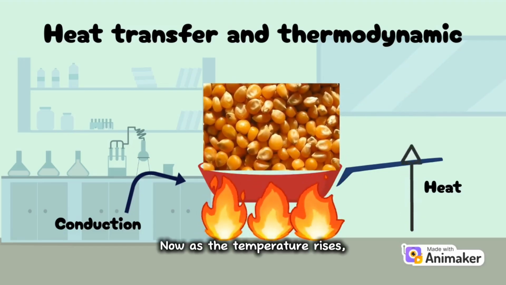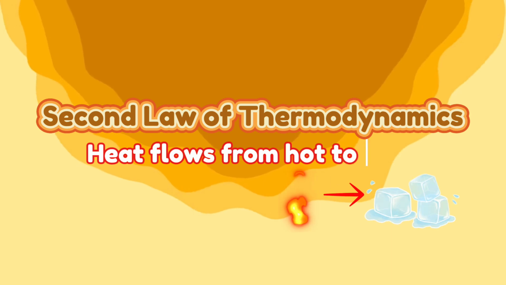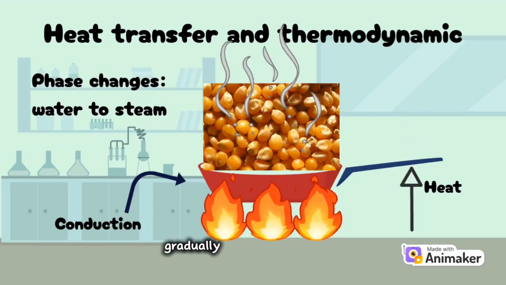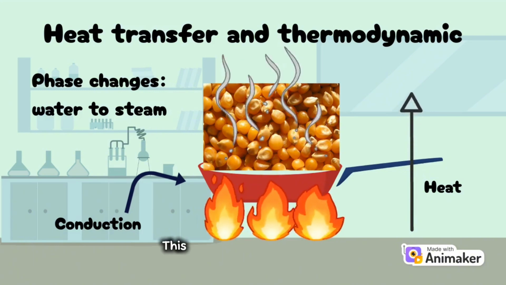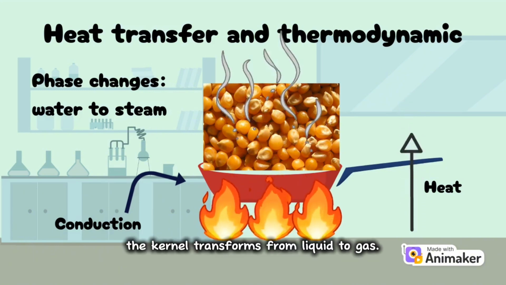Now, as the temperature rises, the second law of thermodynamics kicks in, which states that heat flows from hot to cold. The water inside the kernels absorbs the heat, gradually turning into steam. This leads to a phase change. The water inside the kernel transforms from liquid to gas.